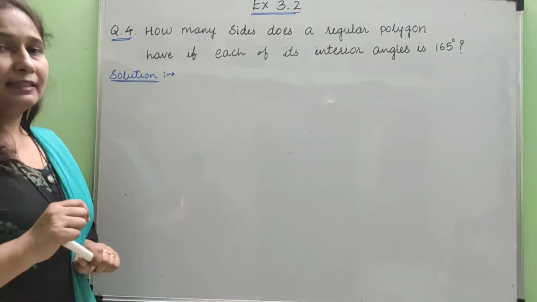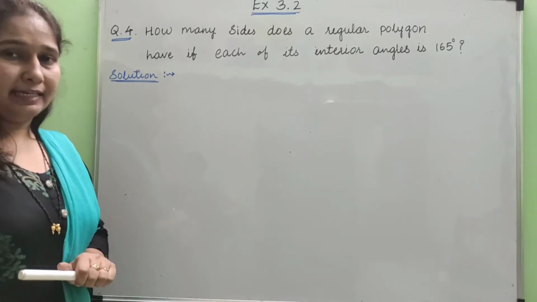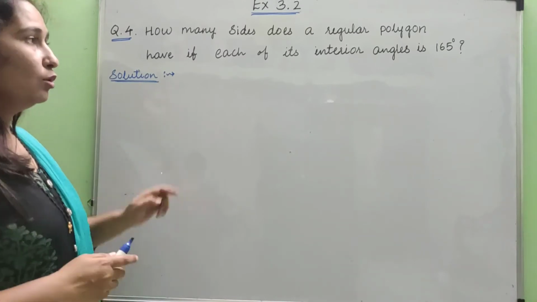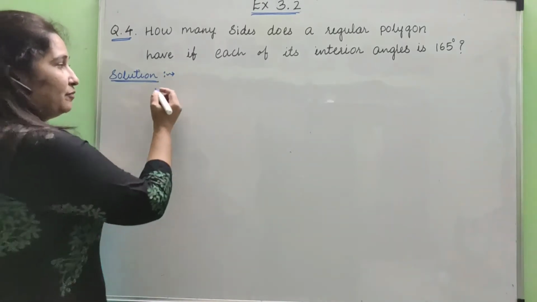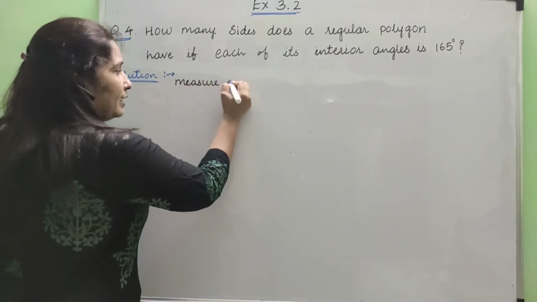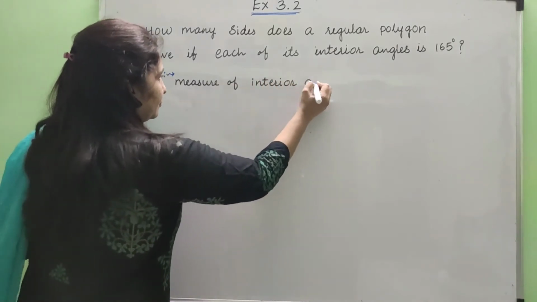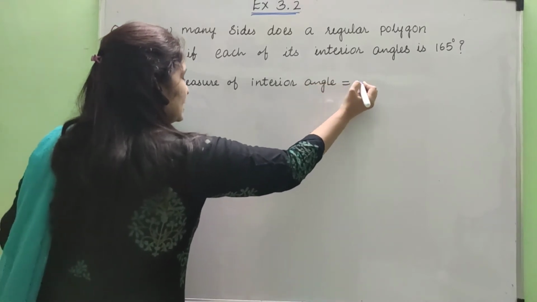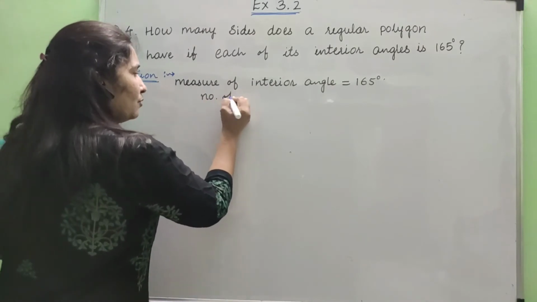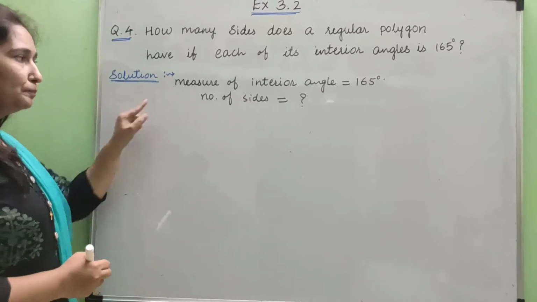Here the interior angle they have given, and we know the exterior angle and interior angle add up to 180 degrees. We have learned this property, right? So interior angle 165, we will write first here what they have given. Measure of interior angle is equal to 165 degrees, and you need to find the number of sides. So number of sides is equal to question mark.